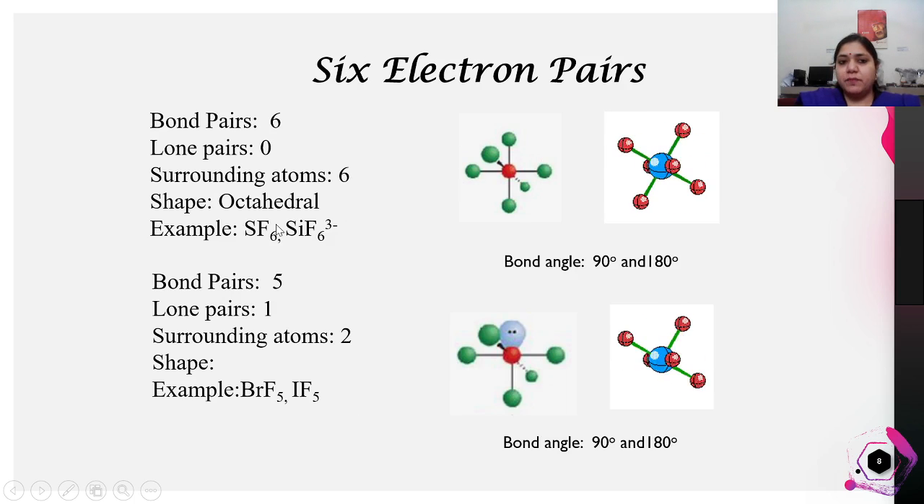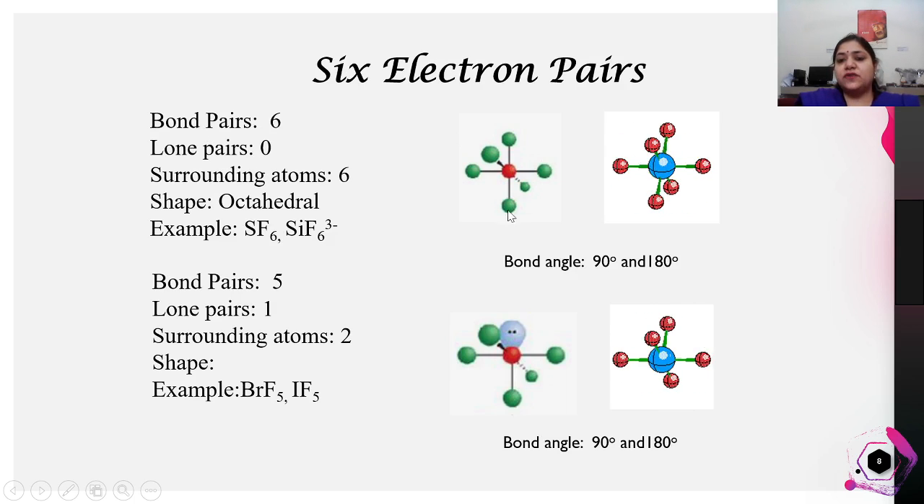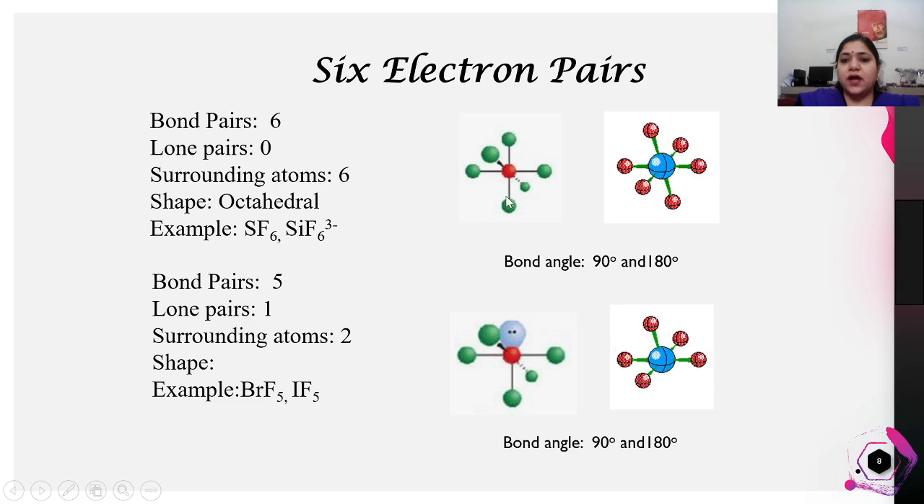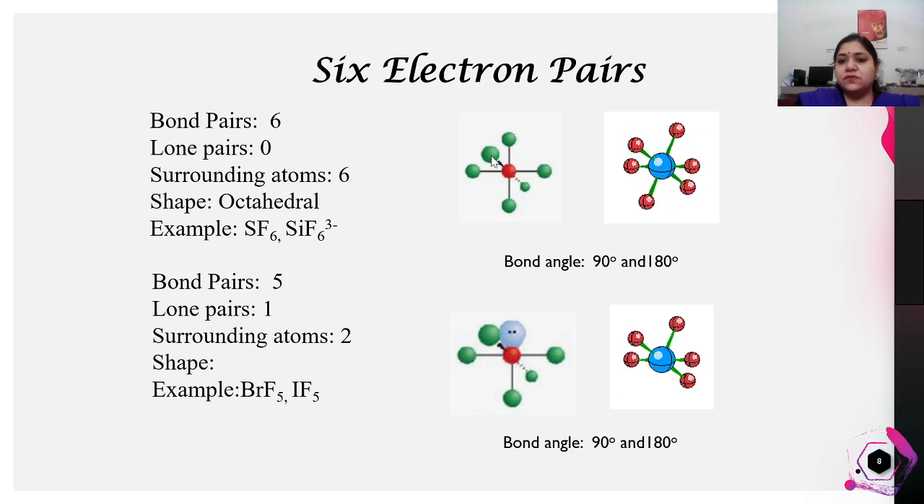Then 6 electron pairs. In case of a 6 electron pair system, if all electron pairs are bond pairs, in that case the regular geometry will form, and that will be the octahedral shape. Here you can see that these 4 are in one plane, just like square planar, and this one is above the plane and this one is below the plane.